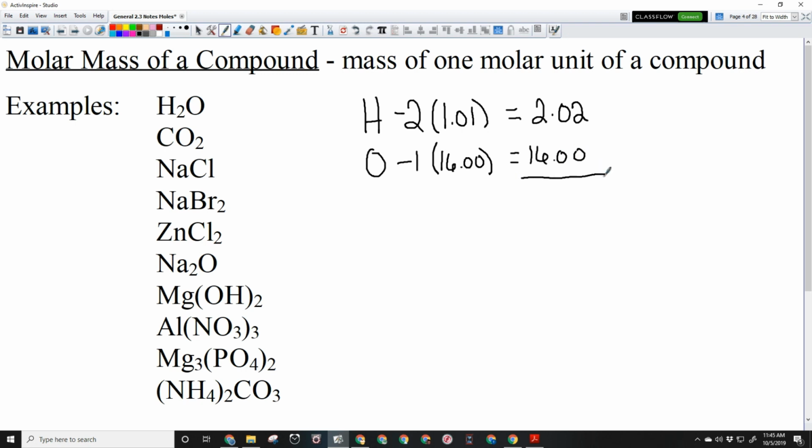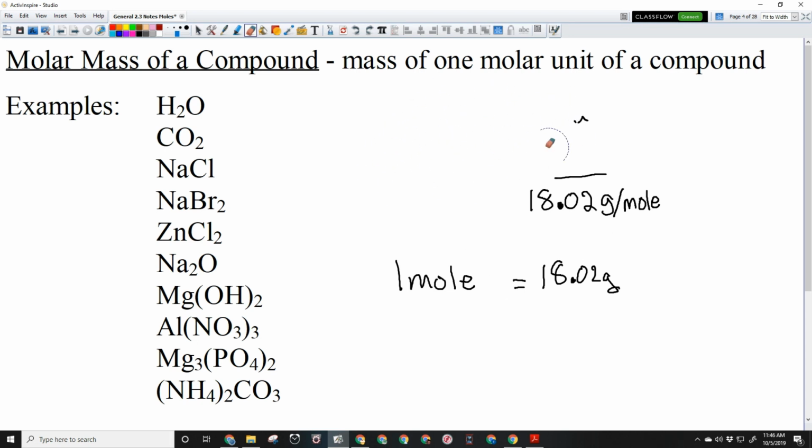All right, now we're going to add these up. So that's going to be 18.02 grams per mole. That's the unit that we're going to use for this from now on. Grams per mole. So they were talking about this in the video. If you had 1 mole of water, it's going to be 18.02 grams. So that's going to be a conversion factor. 1 mole of water is equal to 18.02 grams. We're going to use that conversion factor in just a moment.